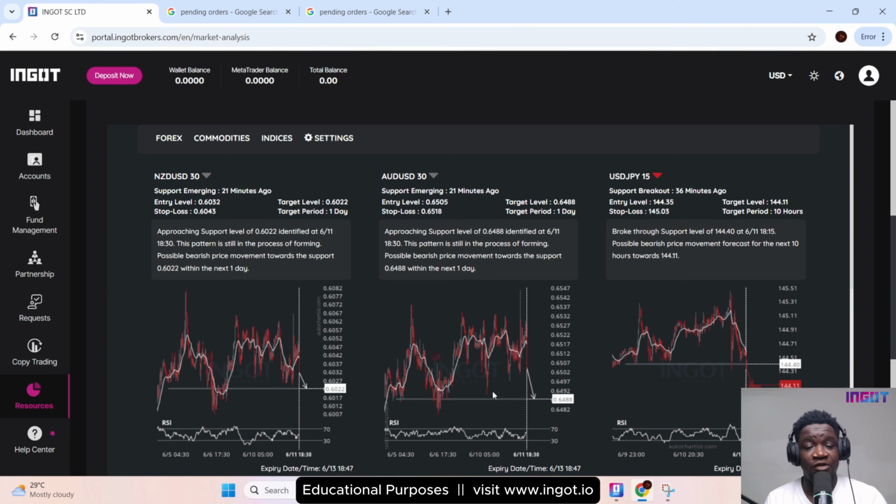Before we delve more into it, when it comes to Ingot Brokers trading signals, pending orders are good. With trading, we have pending orders and we have market execution. Market execution is what you see in the market: you just place your buy and sell, and that's it. But with pending orders, you set the trades.